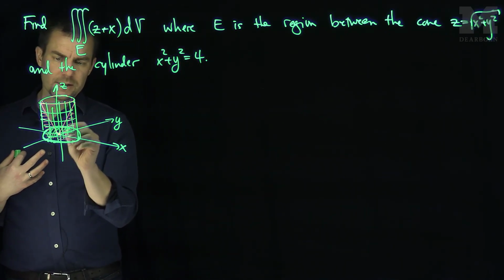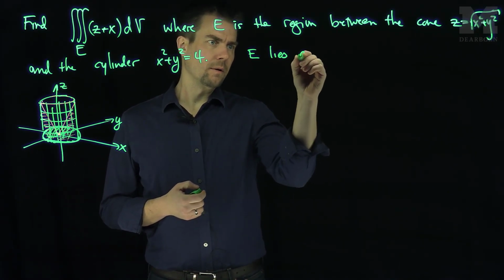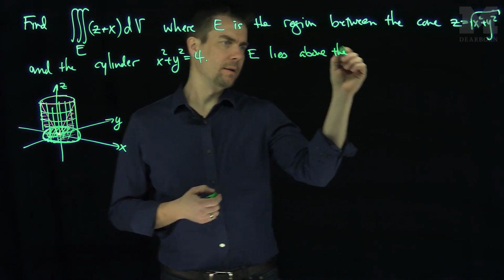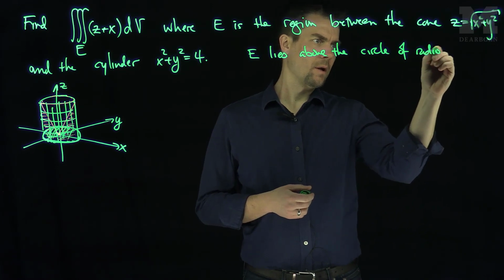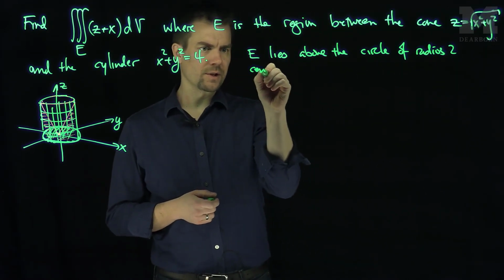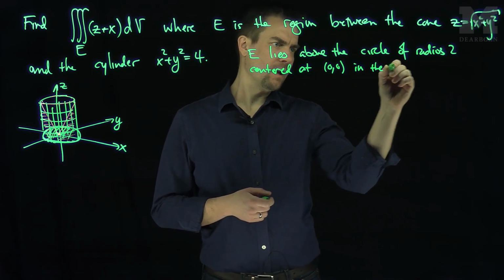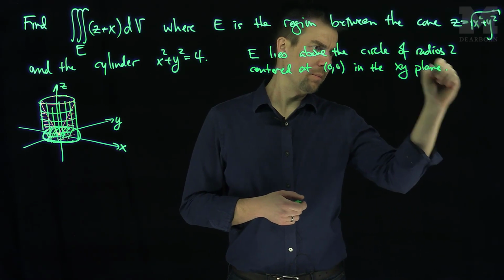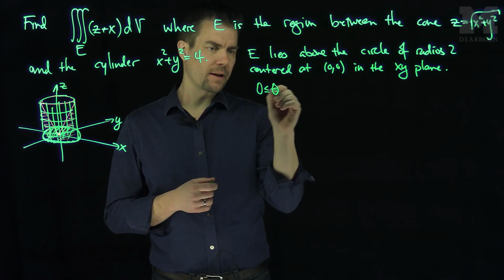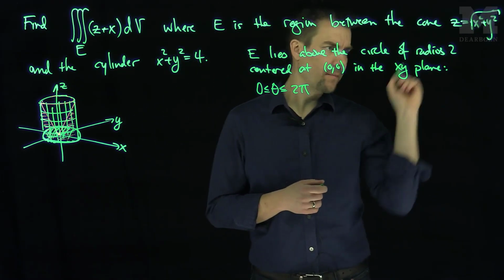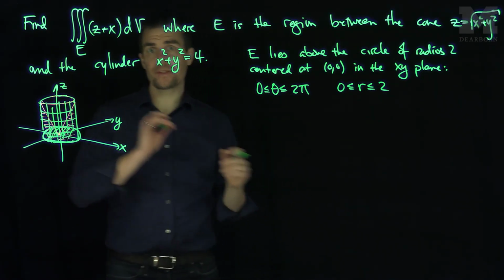Notice that our region lies above the what? Our region, E, lies above the circle of radius 2, centered at 0, 0, in the xy plane. So that tells us that our angular variable theta is between 0 and 2 pi, and our radial variable is between 0 and 2. Now we have to find the z variable.